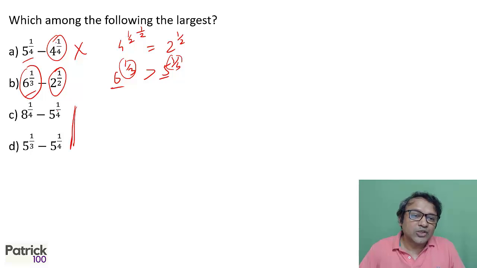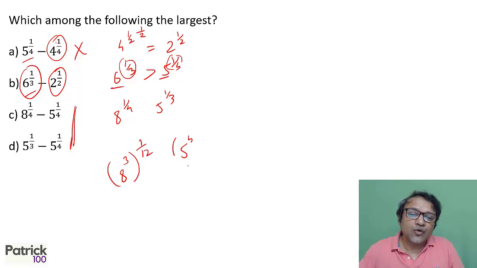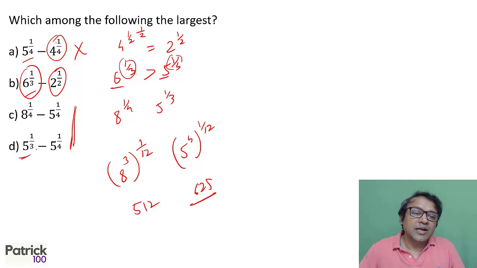Now these two are 5 raised to 1 by 4, 5 raised to 1 by 4 is same. If I compare 8 raised to 1 by 4 and 5 raised to 1 by 3, try to make the base same, power same. So I would want to make it 1 by 12 because LCM of 4 and 3. So 8 cube to 1 by 12, 5 raised to 4 to 1 by 12. 512, 625. 625 is bigger. So D is bigger than C, because second part is same. So D is bigger than C.